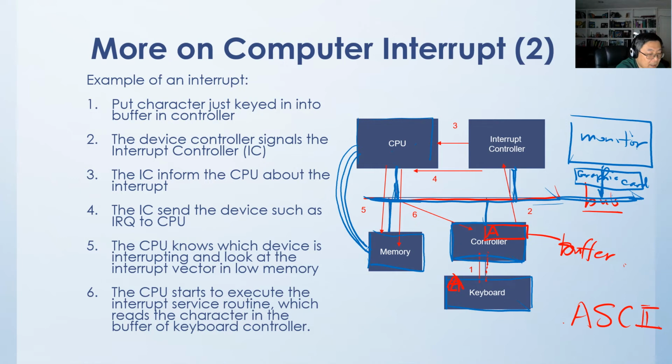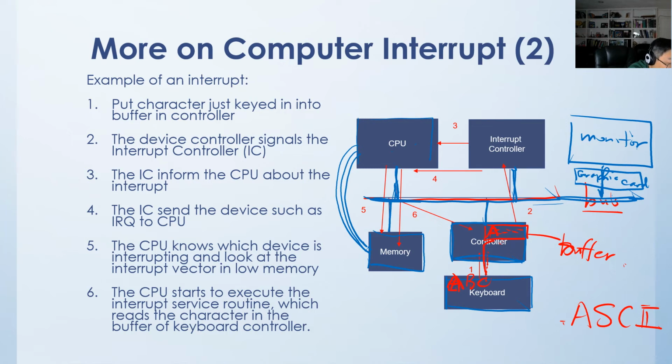Okay, ASCII code basically encodes each character into 8 binary digits, so you actually store binary numbers. But let's assume that you type A, B, C, D. You just type A, and then the A will be sent to the controller.